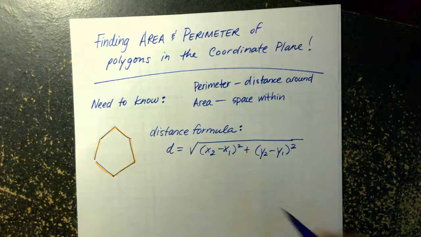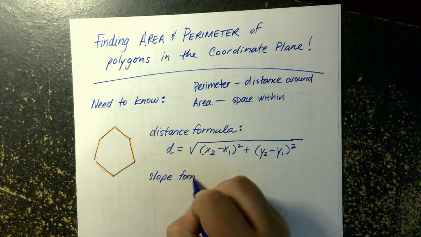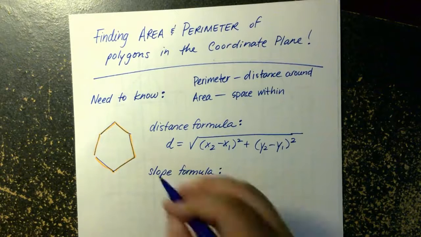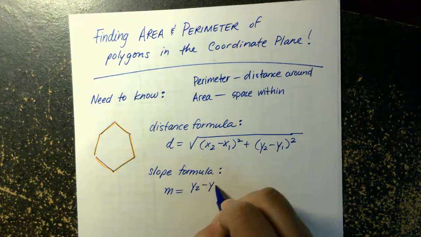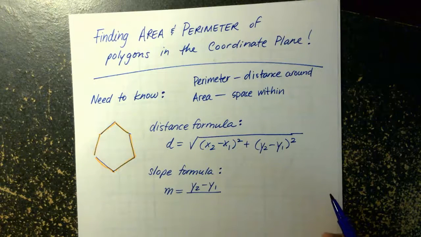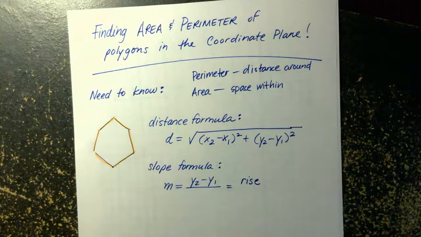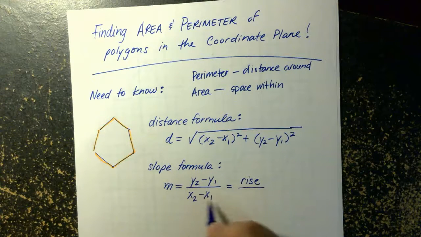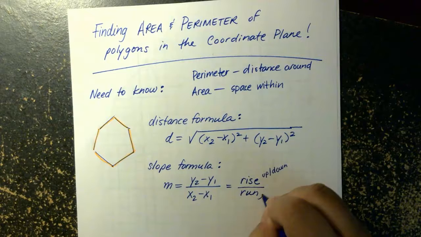Another thing we need to know in order to do this, and really in order to do anything with coordinate geometry, is how to find the slope of a segment. So let's look at the slope formula. We usually use the letter m to stand for slope. It's the change between the y values, which is the vertical change, also known as the rise, how much it goes up and down, over the change between your x values, or the horizontal change, left and right, which is your run. Okay, so the rise is up and down, the run is left and right.